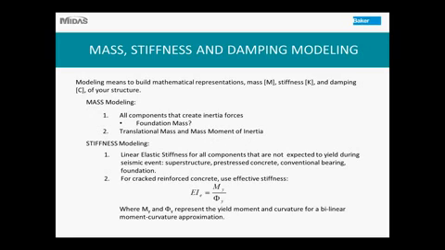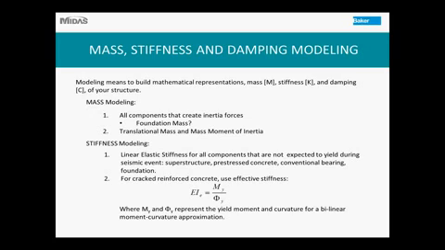And then let's talk about the stiffness modeling. For stiffness modeling, for all the components that are not expected to yield, we use a linear elastic stiffness. For example, the superstructure, we don't expect it to yield. Precast concrete, conventional bearings, foundation, we don't expect them to yield, so we model them using linear elastic stiffness. For cracked reinforced concrete, we use effective stiffness.